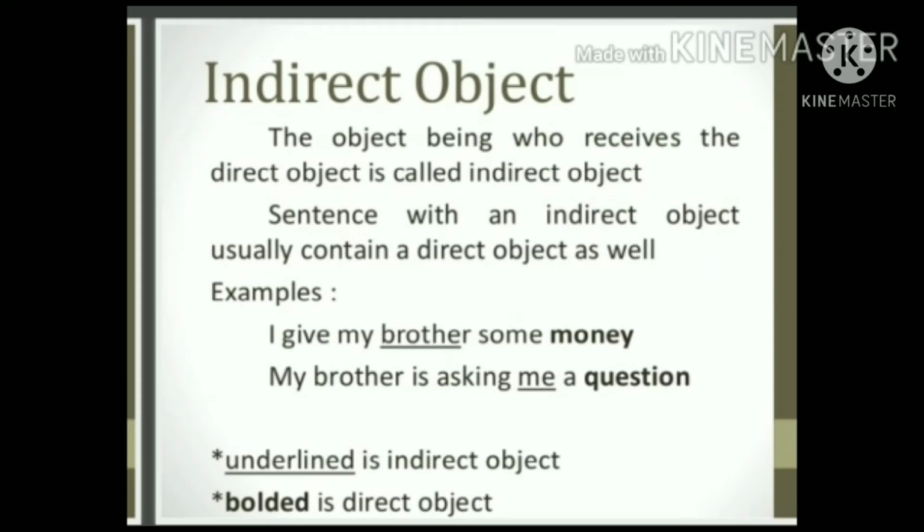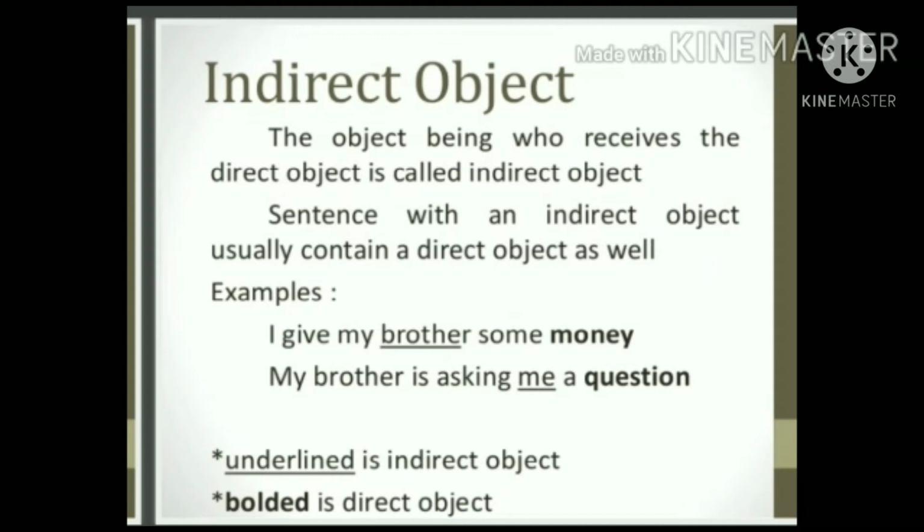A sentence with an indirect object usually contains a direct object as well. Example: I gave my brother some money. Now, on whom is the action being done? I is the subject, gave is the verb. Whom did he give? Brother. So, brother is the indirect object. And what he gave? Money. So, money is here the direct object.